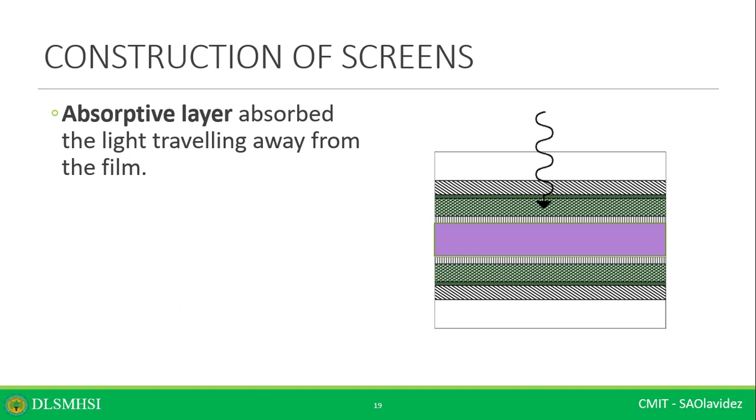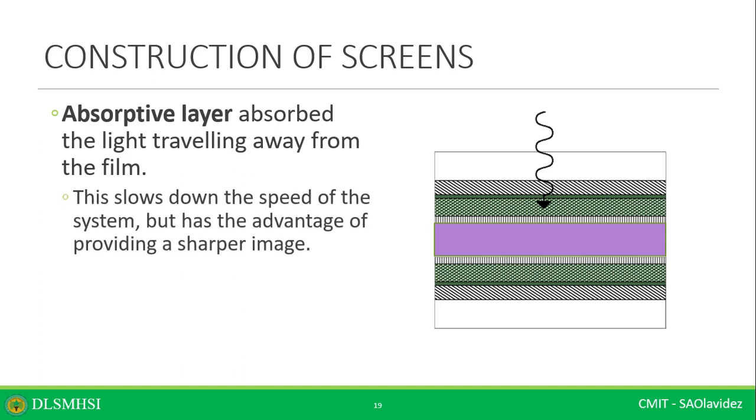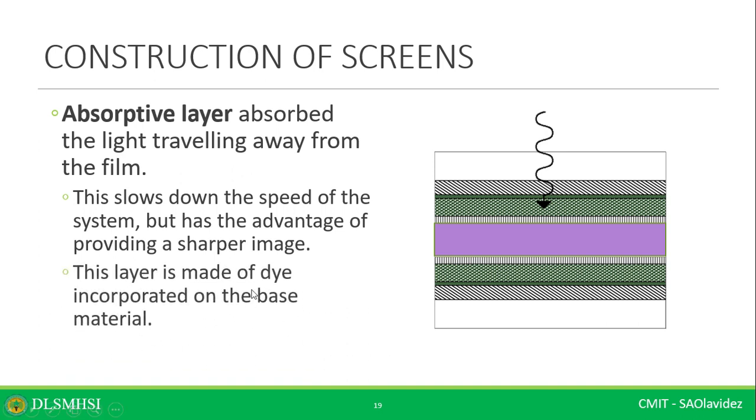The absorptive layer, which is made from dye, which is very good at absorbing light photons, makes sure that no light traveling away from the film will be reflected back, resulting in a good resolution image but a poor speed intensifying screen. So again, the absorptive layer slows down the speed of the system but has the advantage of providing a sharper image. This layer is made of dye incorporated in the base material.